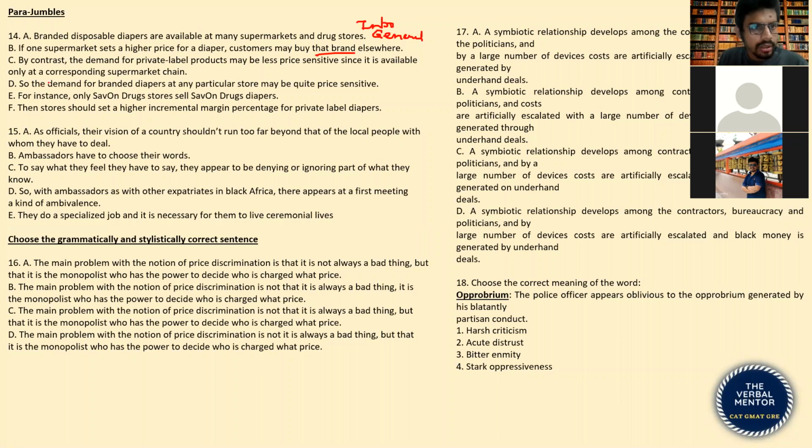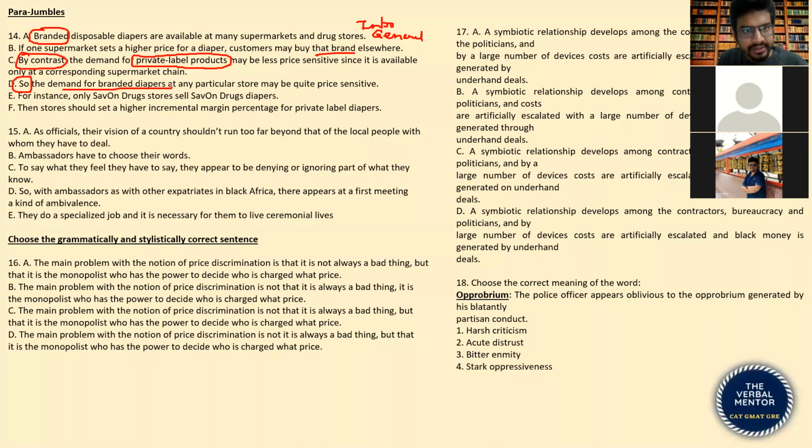By contrast, the demand for private label products may be less price sensitive since it is available only at a corresponding supermarket chain. So that's a new chain of thought. By contrast, first we will discuss all about branded diapers, and then we will talk about private label products. So all the sentences that talk of branded diapers should come before statement C. Let us see. So the demand, okay, so that's another marker.